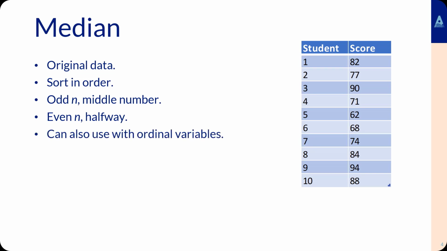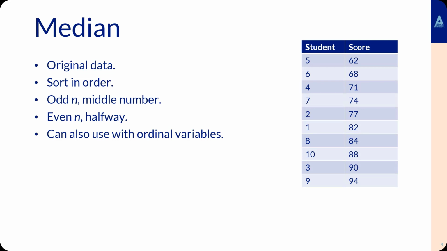Let's take a look at an example. Here's the sample of 10 student subjects, and they have their scores. So we want to know what's the median score. You can see there already that there's a high score of 90, there's a low score of 62. So the middle score must be somewhere around the high 70s, early 80s, but you can't tell because the scores aren't in order. So first of all, we sort them in order of score.